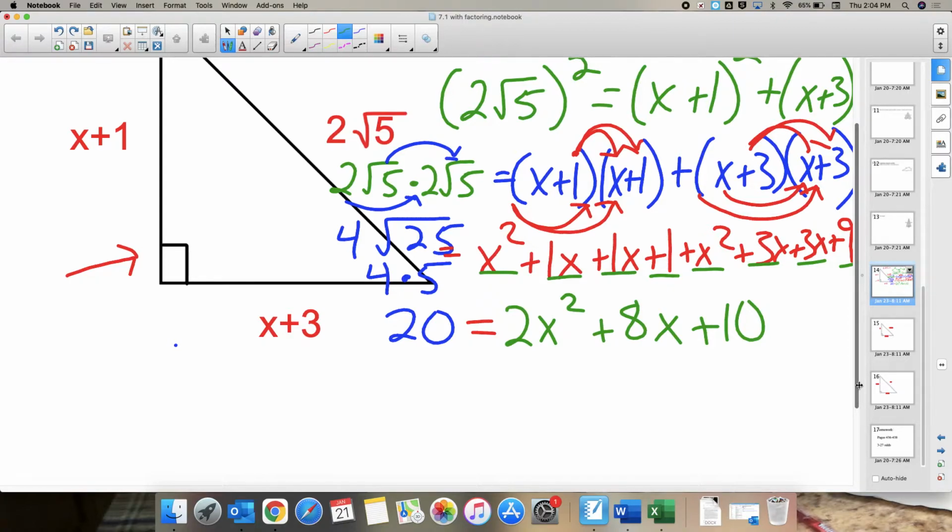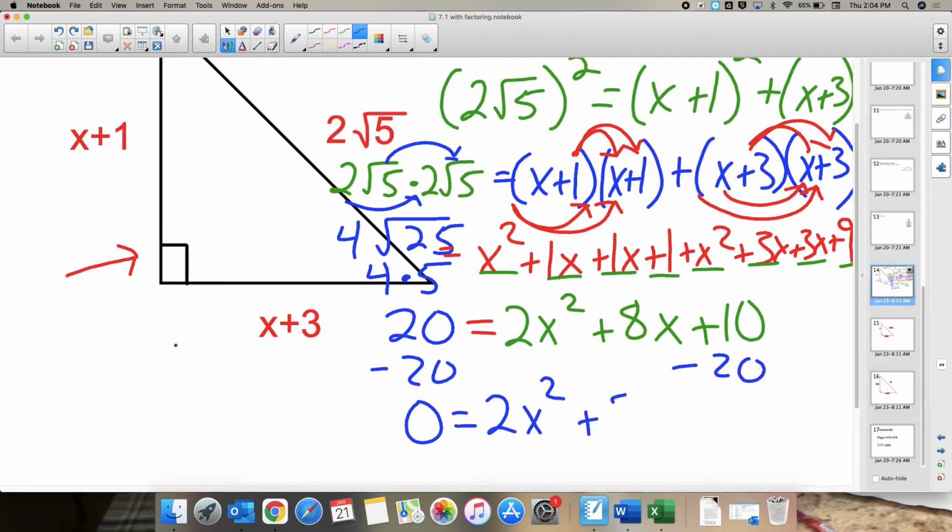The last thing I need to review with you is how you actually factor something that looks like this. The first step in factoring, when you end up with an x squared and an x to the first power in the same problem, the only way we're going to be able to solve it is to start going down this road of factoring. The first step of factoring is our equation must be set equal to 0. So I'm going to bring my 20 over. I get 0 equals 2x squared plus 8x minus 10.